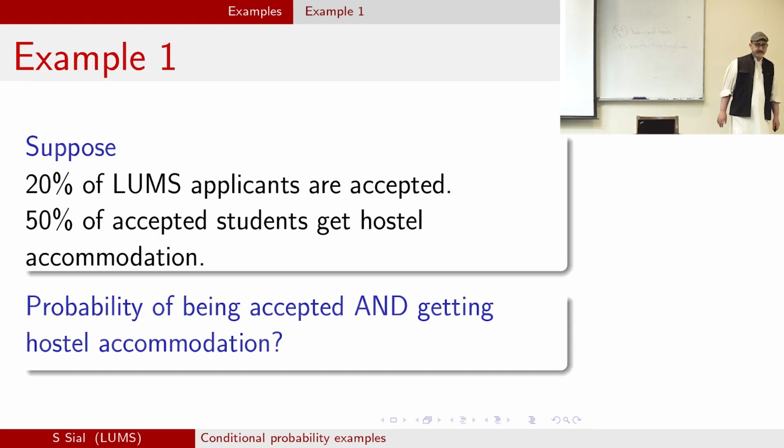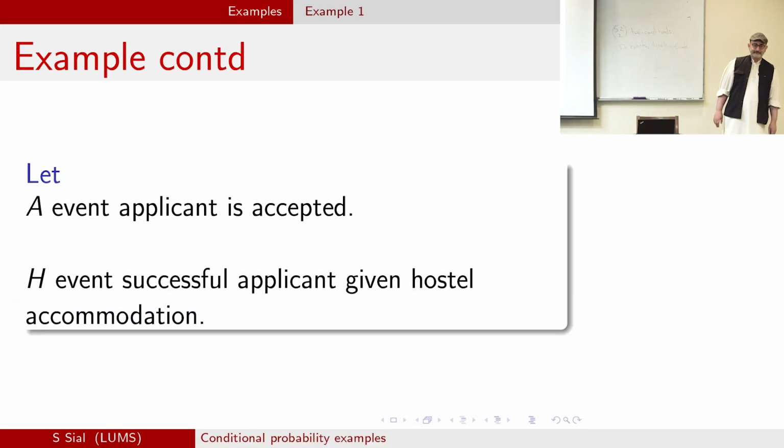Okay, so let's do a few more of these so that we feel comfortable with this. Let's suppose that 20% of LUMS applicants are accepted. 50% of accepted students get a hostile accommodation. What is the probability of being accepted and getting a hostile accommodation? How would you work that out?